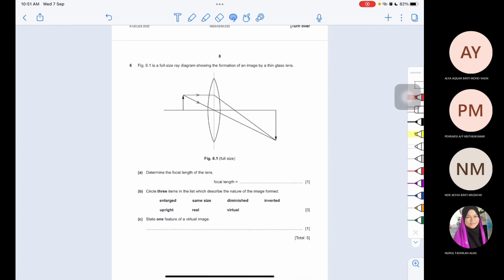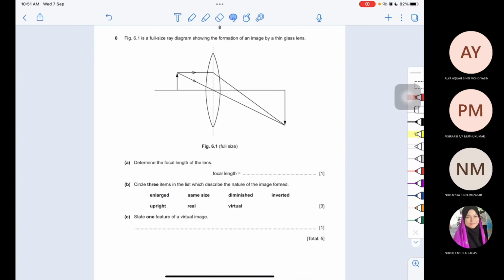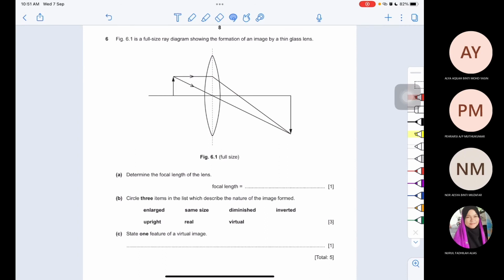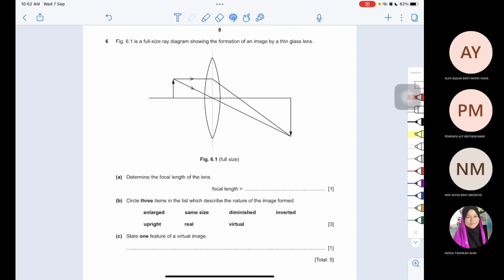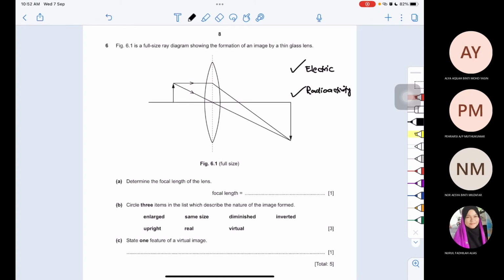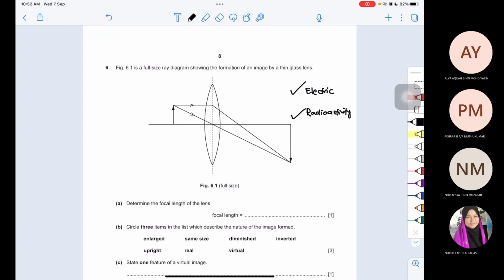So now we go into question number 6. Okay, this is a very easy question. We have moved on to a new topic. We just finished studying electricity, and then we looked at the earlier questions on radioactivity, or nuclear physics. And now we go into the topic of light. Okay, light is also big. It's quite a large topic.